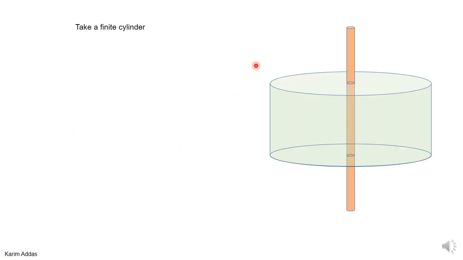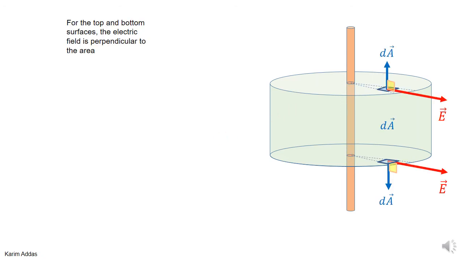So the solution is that we can take a finite cylinder. This green cylinder is a finite cylinder. It's a closed surface. It's our Gaussian surface. It's a mathematical surface. It doesn't exist in reality. We just use it to solve the problem. How do we take the finite cylinder?